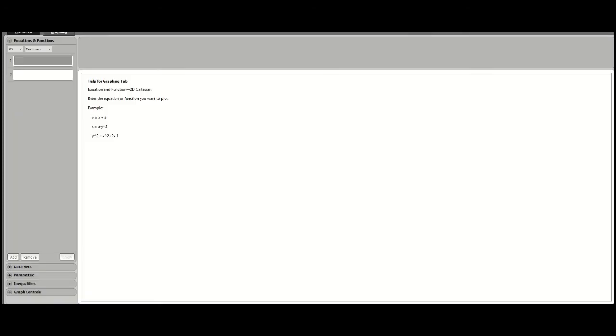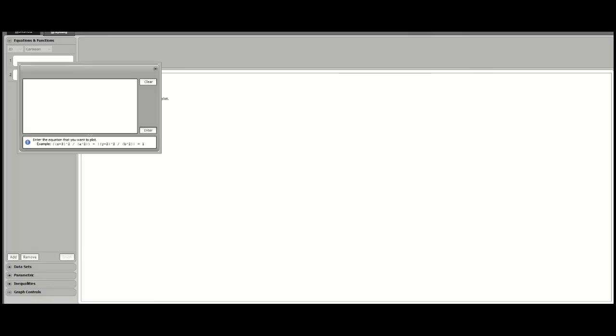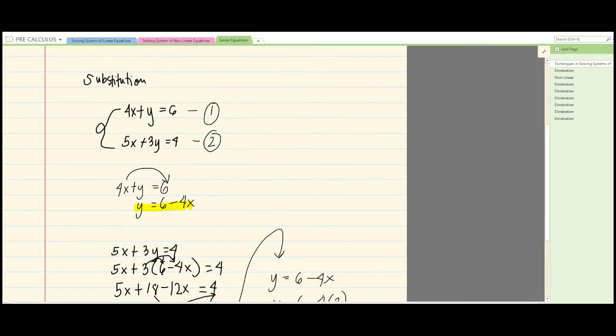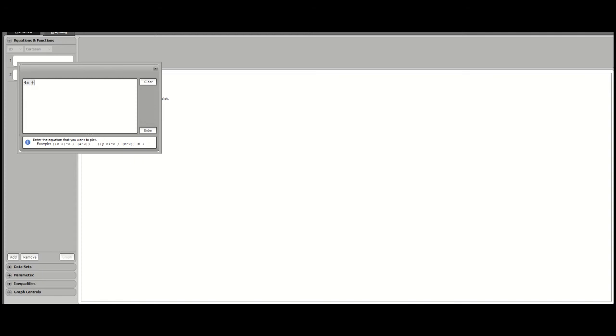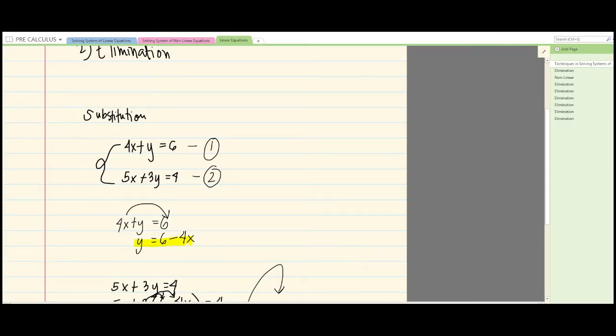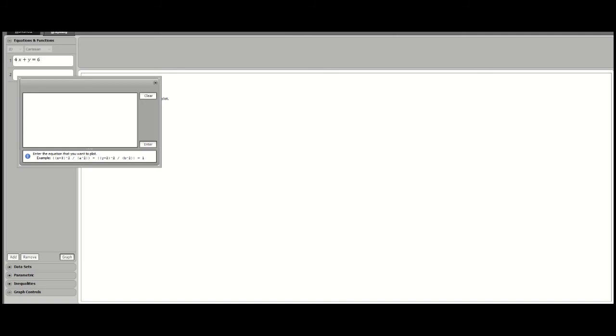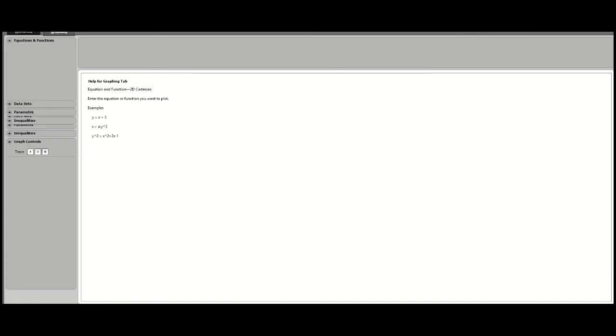To graph it, we'll use Microsoft Mathematics to prove it. We go to graphing, then the first equation. What is the first equation? 4x plus y equals 6. So we put here 4x plus y equals 6, then enter. The second equation is 5x plus 3y equals 4. Is that correct? Okay, it's correct. Enter. Then we press graph.